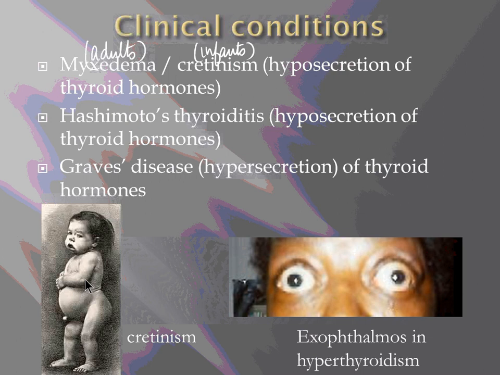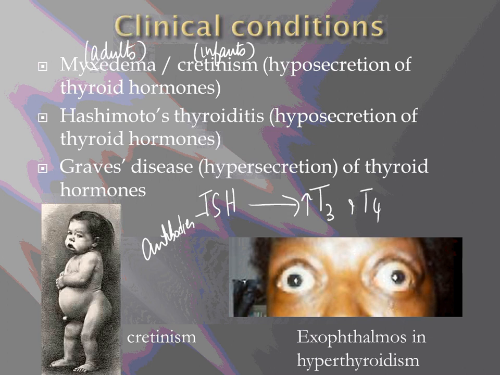And then hypersecretion of the thyroid hormones could be either normal, maybe there's a little tumor in the gland and that tumor is causing increased production of T3 and T4, or Graves' disease, which is an autoimmune disease where antibodies are produced and these antibodies resemble TSH. So these antibodies are resembling TSH in Graves' disease. So what does TSH do? It stimulates the thyroid gland, right? So this will cause increased production of T3 and T4.